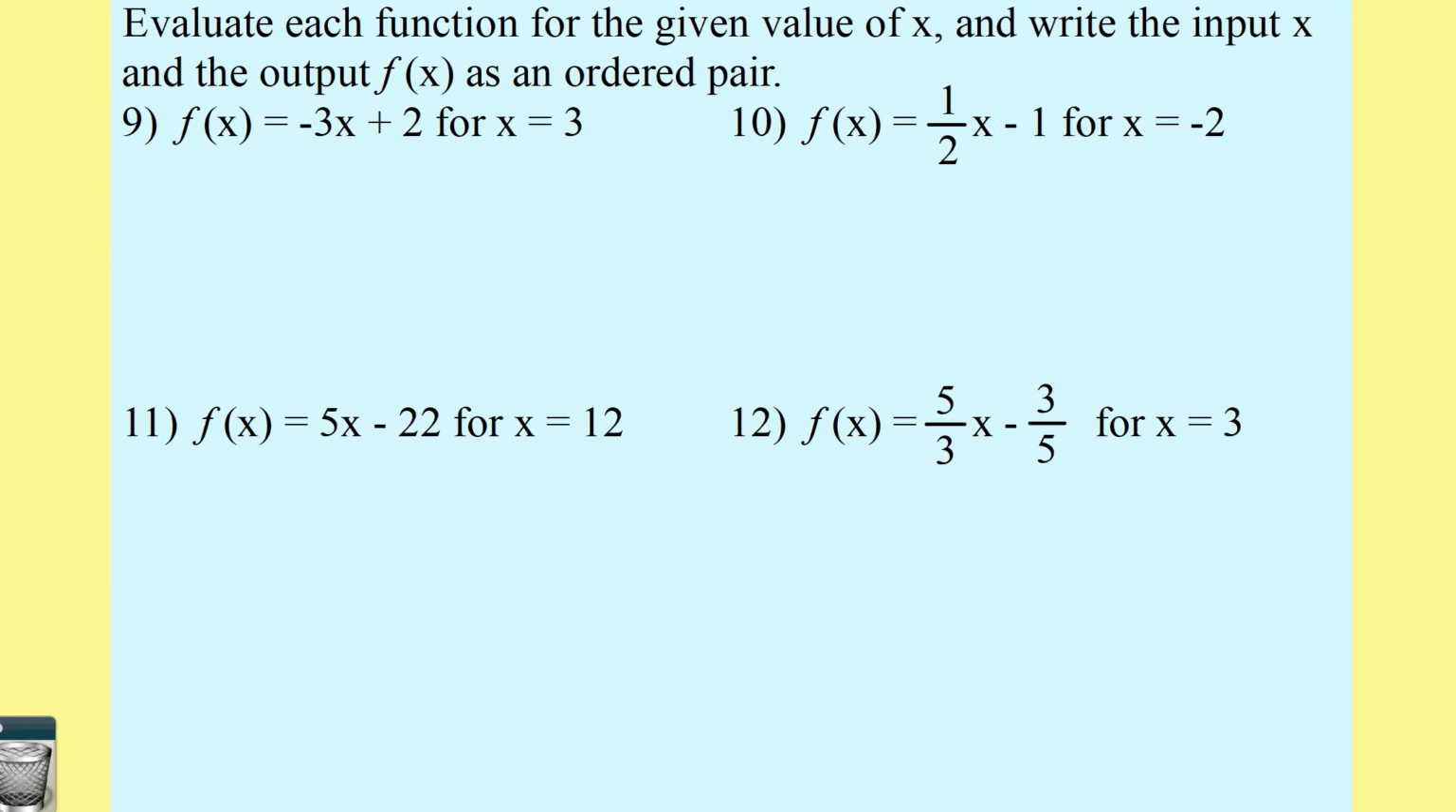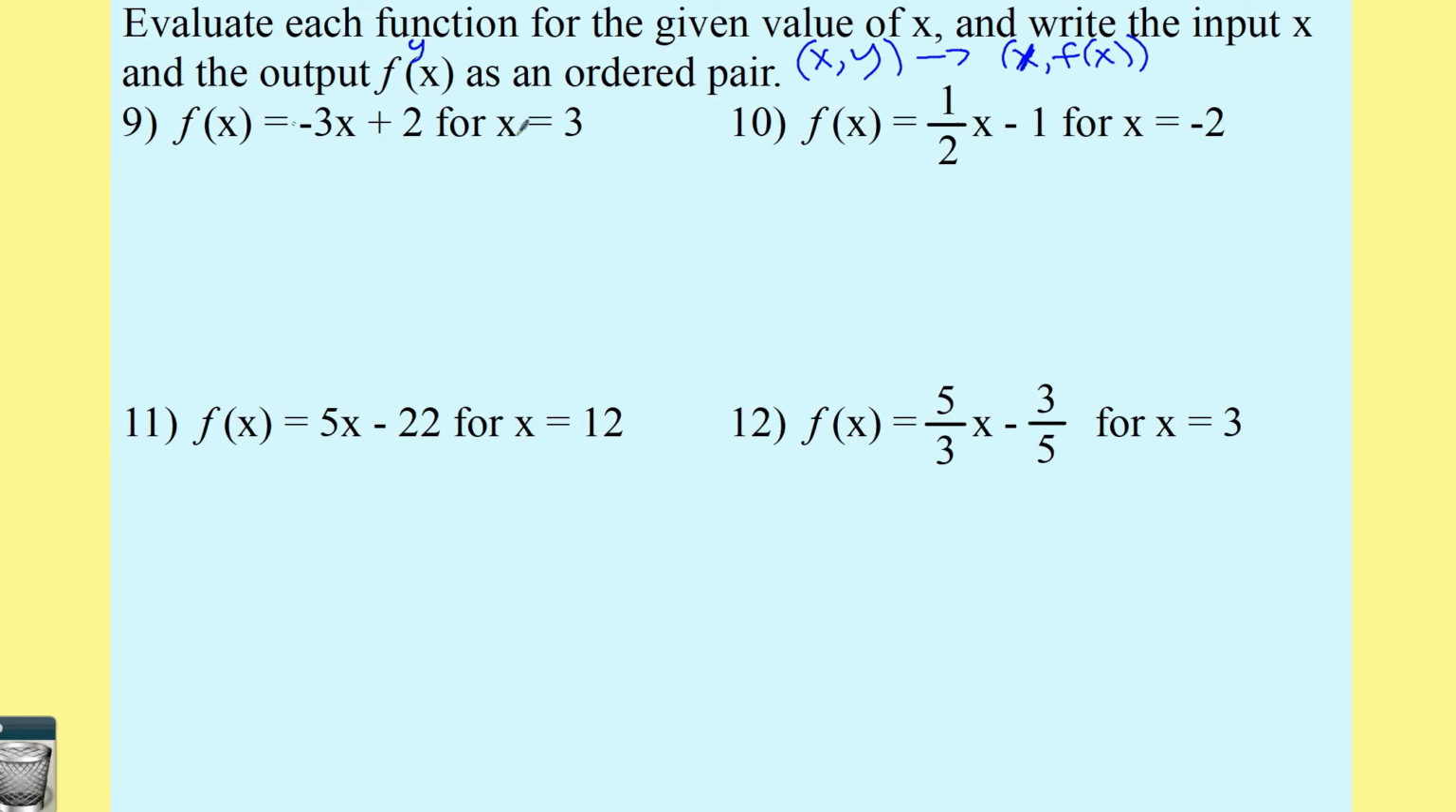Well, more problems. So this part is evaluate each function for the given value of x. Similar to what we did in chapter 1 where I had you plug stuff in, this is getting used to you writing it as f of x. I like to think of f of x as just a fancy way of saying y. So instead of saying x comma y, we're going to say a fancier way and say x comma f of x.